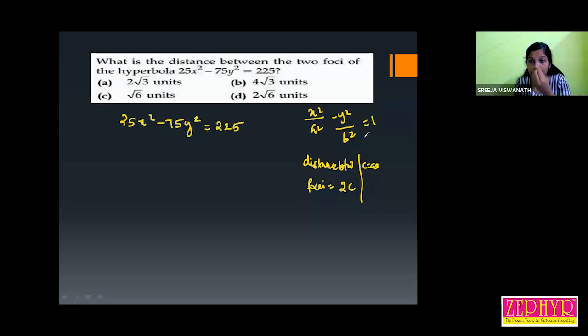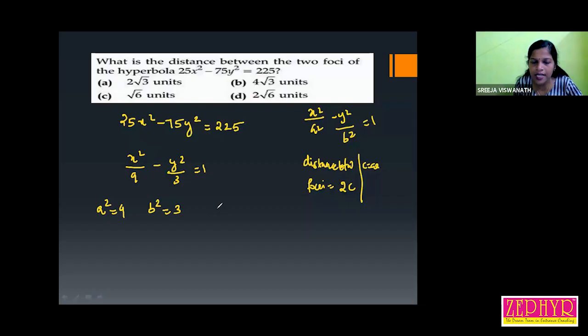We can convert it to the general form. That is, divide throughout by 225. Dividing throughout by 225, we get x square by 9 minus y square by 3 equal to 1. Now this is in the standard form. That is, a square is equal to 9 and b square is equal to 3.